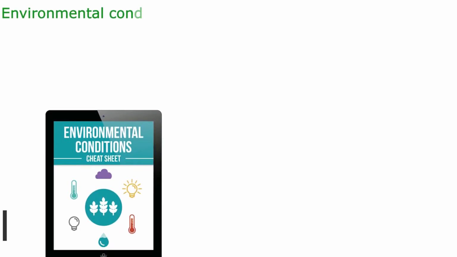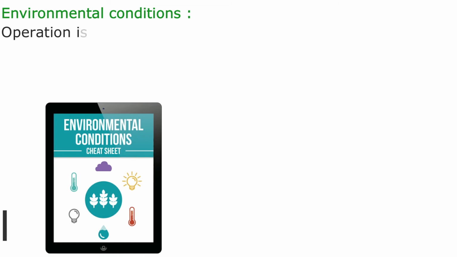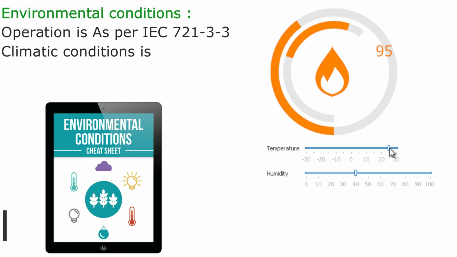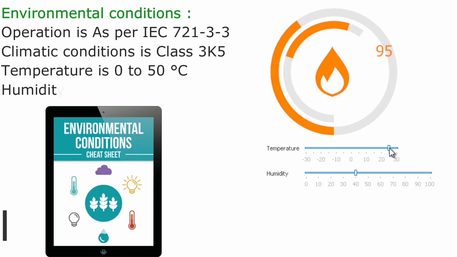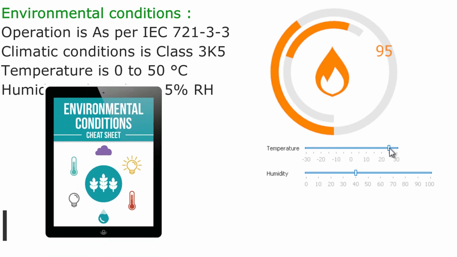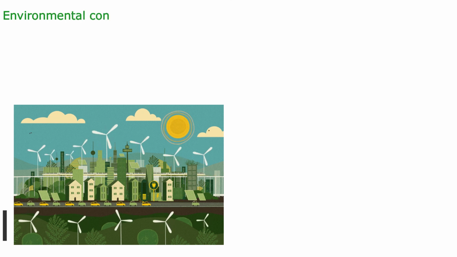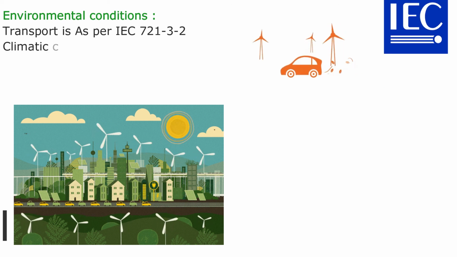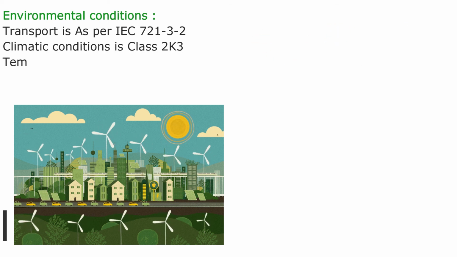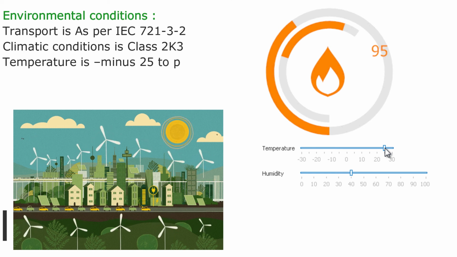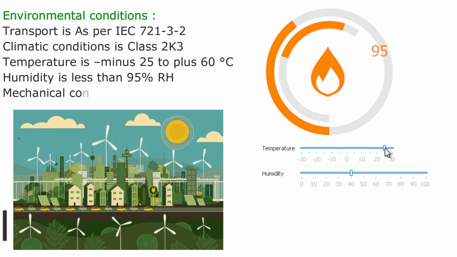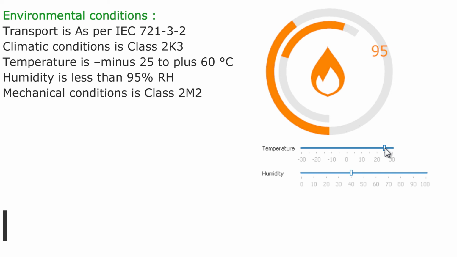Environmental conditions. Operation is as per IEC 60721-3-3. Climatic conditions is class 3K5. Temperature is 0 to 50 degrees Celsius. Humidity is less than 95% RH. Transport is as per IEC 60721-3-2. Climatic conditions is class 2K3. Temperature is minus 25 to plus 70 degrees Celsius. Humidity is less than 95% RH. Mechanical conditions is class 2M2.